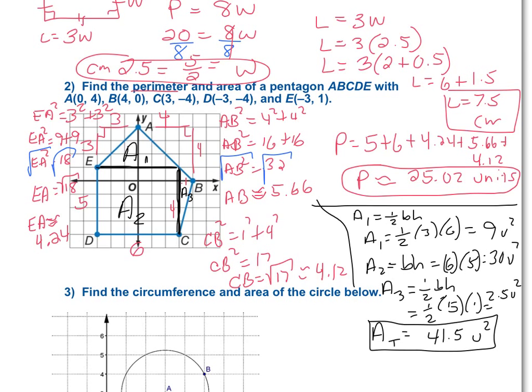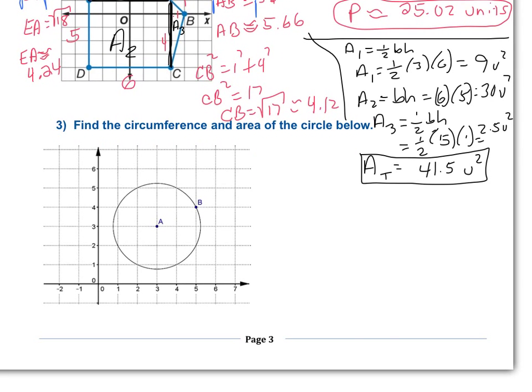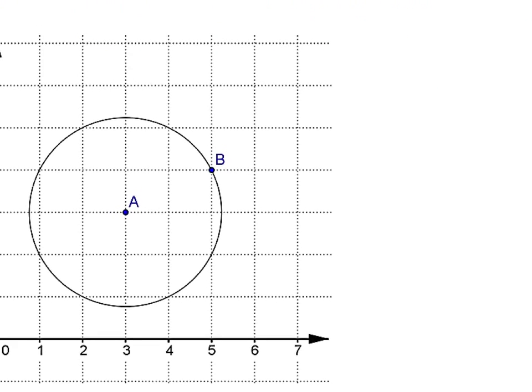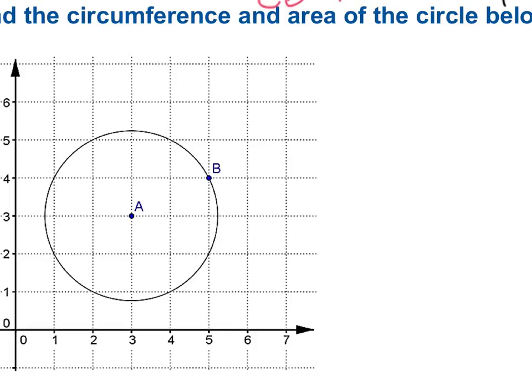Okay, finally, last problem. Find the circumference and area of the circle below. In this case, the circle is on the coordinate plane. So this is a little tricky. We need to find what the radius is. And of course, the easiest thing to do is look horizontally or look vertically. And what do you notice?